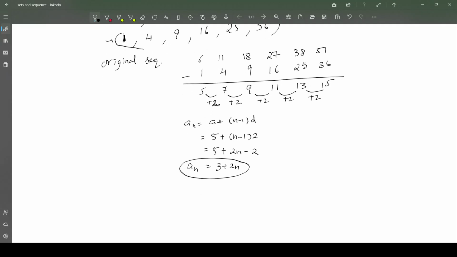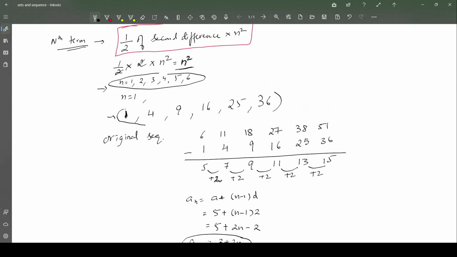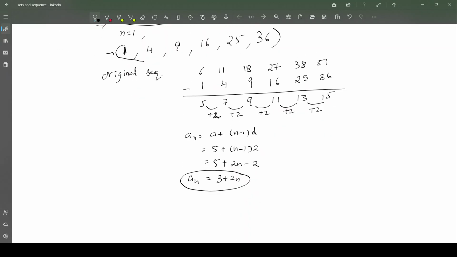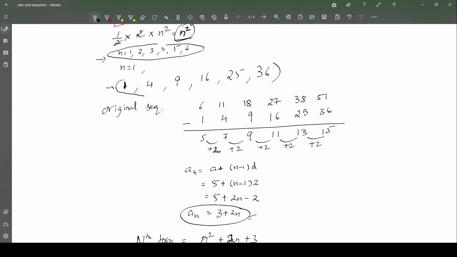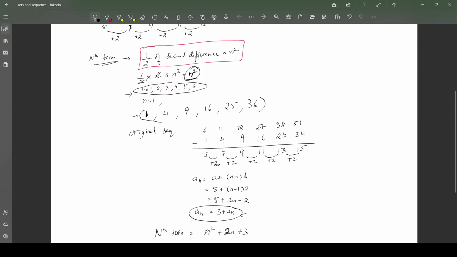So what will your final answer be? You take this n square and you take this one. So your final answer for the nth term of this sequence is n square plus 2n plus 3. This will be the final answer.